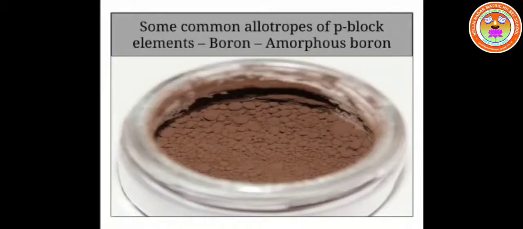Some common allotropes of p block elements start with the element boron. One of the allotropes of boron is amorphous boron. What do you mean by amorphous, children? Powdery. Powdery boron. From the picture you can understand the nature of amorphous boron. It's very powdery. So amorphous boron is one of the allotropes of the element boron.